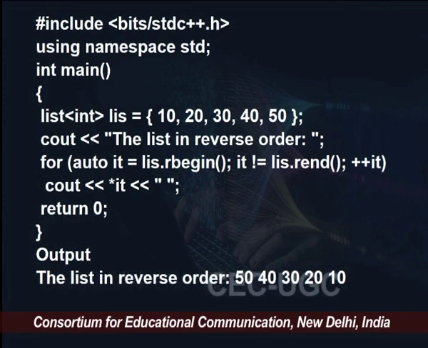Now please notice two very important points here. We have used two functions: one is lis.rbegin, another one is lis.rend. I'll tell you the meaning of rend in a short while. And please notice that instead of the post-increment operator, we have used the prefix version of the operator, so instead of it++, it is ++it, and *it is what is being printed.